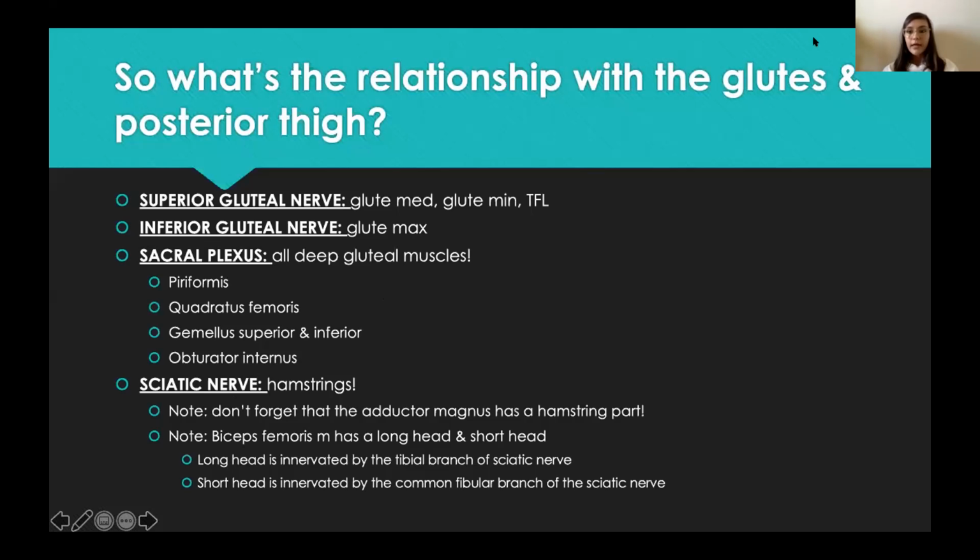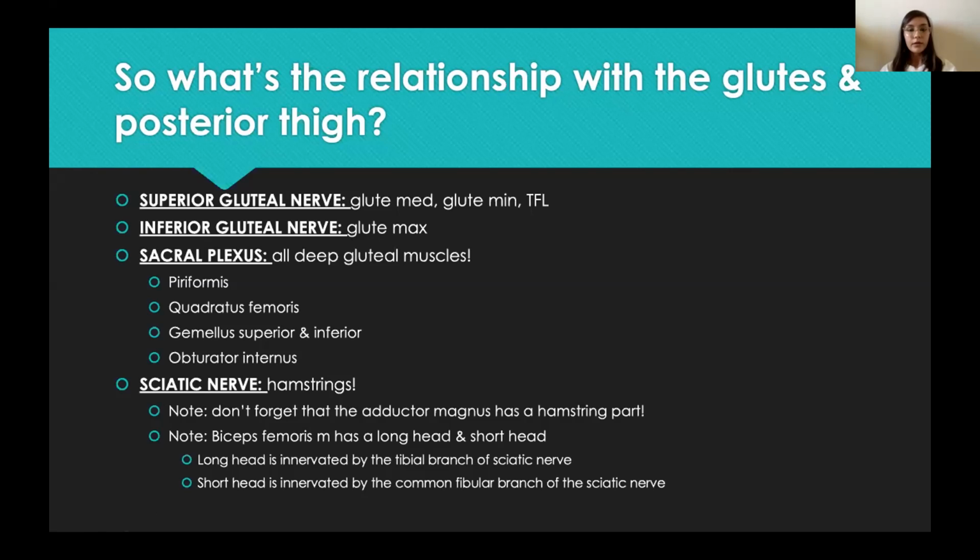So for those of us who like the words and lists, I've just grouped together the nerves and listed off the muscles innervated by that nerve. Starting with superior gluteal nerve, we can see it innervates the glute med, glute min, and our TFL, or tensor fasciae latae. And then our superficial and bigger gluteal muscle, the glute max, has its own nerve, inferior gluteal.